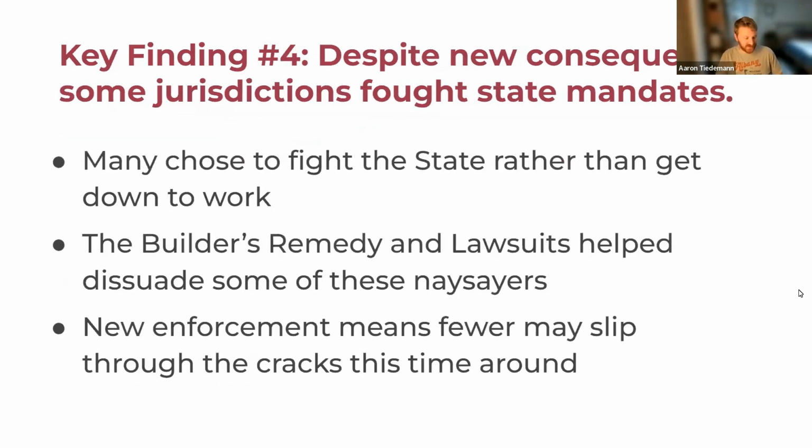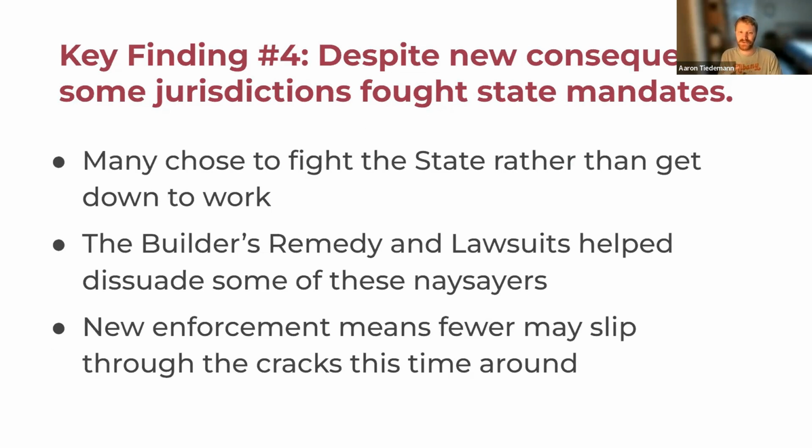So lastly, on the key findings, part of what made this dramatic is that some jurisdictions just really did not want to comply. I think we've all seen headlines about this. These are the most dramatic examples of this housing cycle, where a lot of jurisdictions did get down to work. This is not by any means the majority, but a lot of jurisdictions did choose to, instead of trying to fulfill the requirements of the housing element, fight the state's ability to give them standards.